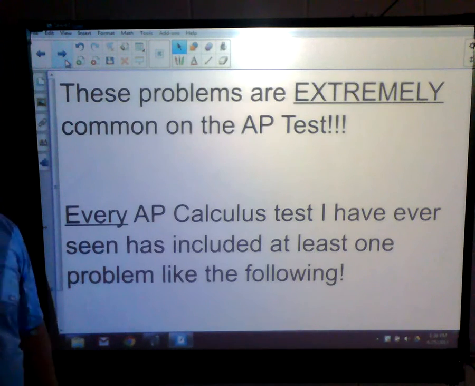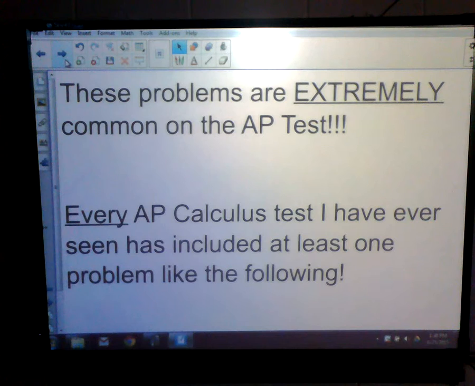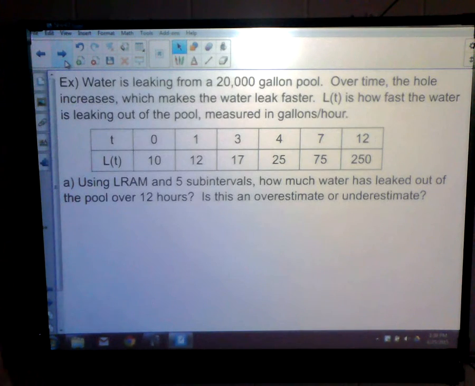These problems are extremely common on the AP test. In fact, every single AP test I've ever seen has at least one of these, usually more. There's always one of them on the short answer. There's usually one on the calculator multiple choice. So become friends with it. We will do a lot of these. For today, we're only going to do 2.